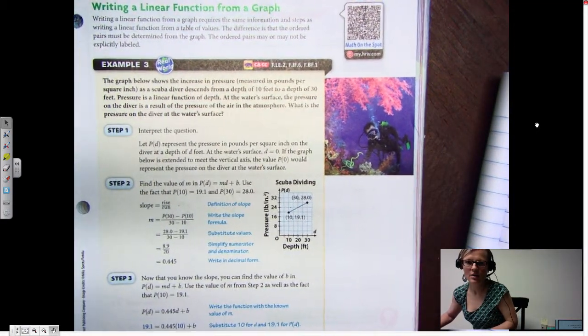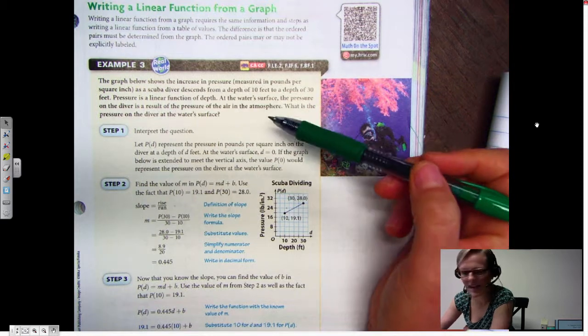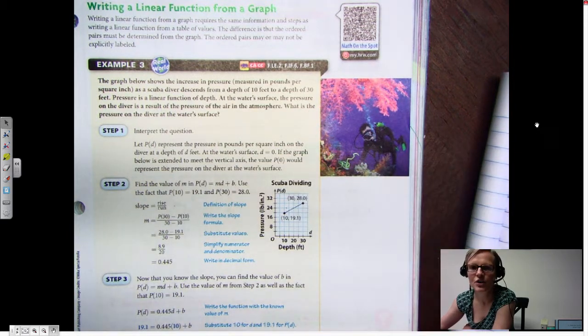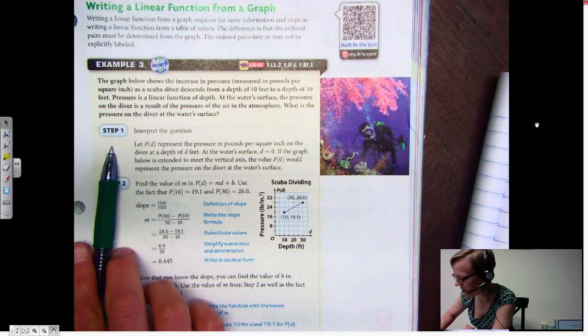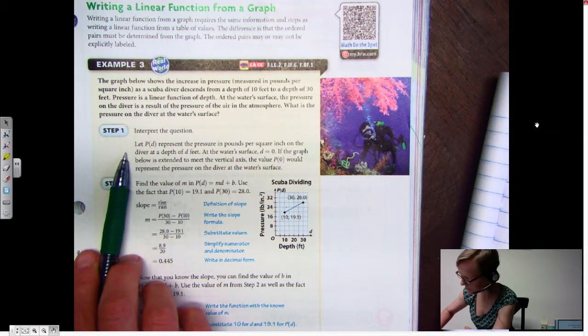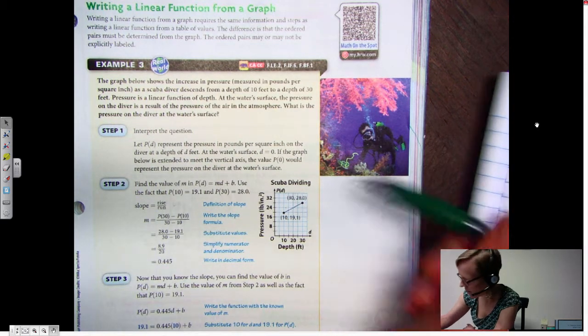Okay? So now, moving on to using our linear function in a real life situation. So example number 3, the graph below shows the increase in pressure measured in pounds per square inch as a scuba diver descends from a depth of 10 feet to a depth of 30 feet. Pressure is a linear function of depth. At the water's surface, the pressure on the diver is a result of the pressure of the air in the atmosphere. What is the pressure on the diver at the water's surface? So first they kind of talk you through what the paragraph is even talking about. We go over here and we look over at our graph, and we see that it's only in quadrant number 1.